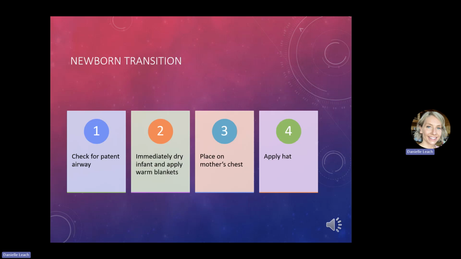So basically when the baby is born, it's very wet. So we want to dry the baby off so that it doesn't become cold, because it can very quickly become cold, which we'll talk a little bit more about. So drying them off with warm blankets and wrapping them with warm blankets. Or even better is number 3, placing them on the mother's chest, and then you can lay a warm blanket over the top of them. But placing them on the mother's chest is going to, 1, help them keep warm, and 2, help with bonding with the mother. The very last thing is applying a hat, and again, just to keep the baby warm.